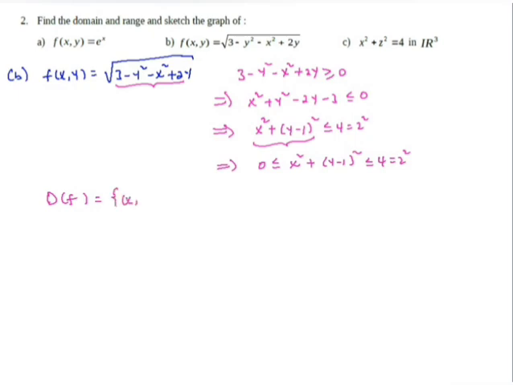So the domain of this function is the collection of (x, y) where x square plus (y minus 1) the whole square is between 0 and 4. It should be between 0 and 4.